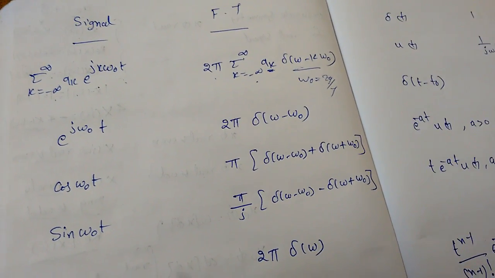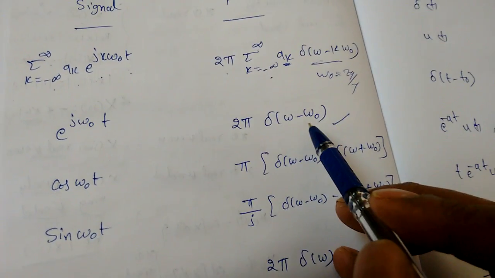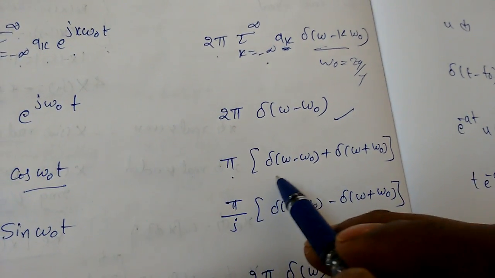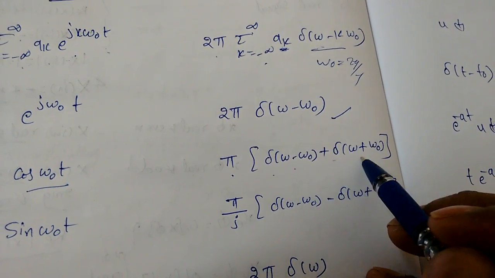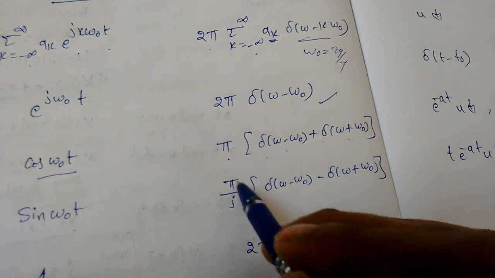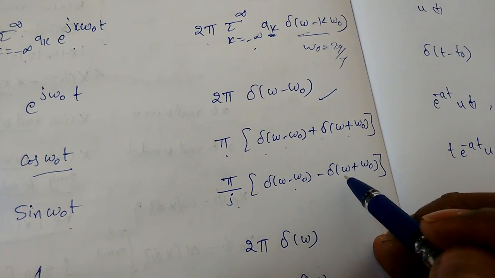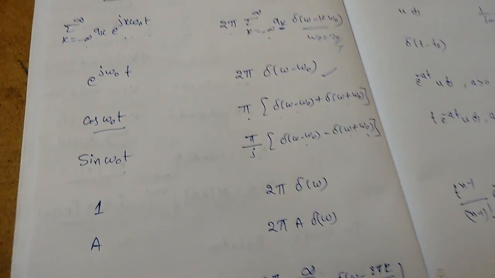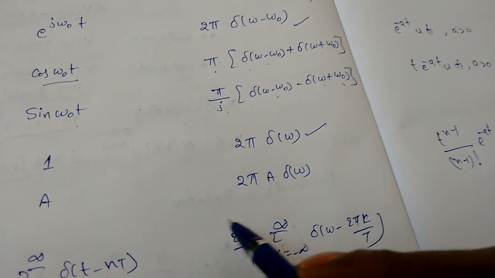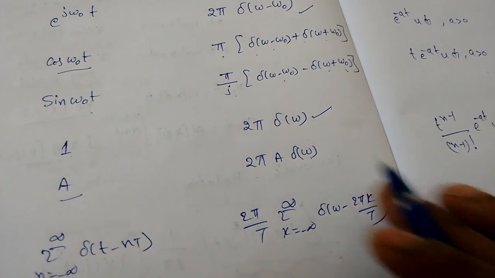Next, if e^(jω₀t) is there, it is 2π δ(ω minus ω₀). That is shifting in the frequency domain. If cos ω₀t is there, then it is π into [δ(ω minus ω₀) plus δ(ω plus ω₀)]. If sin ω₀t is there, in place of π we will get π by j, and in place of plus we will get minus: δ(ω minus ω₀) minus δ(ω plus ω₀). If there is a constant term, that is 1, the Fourier transform is 2π δ(ω). If a constant a is there, it is 2π a δ(ω).